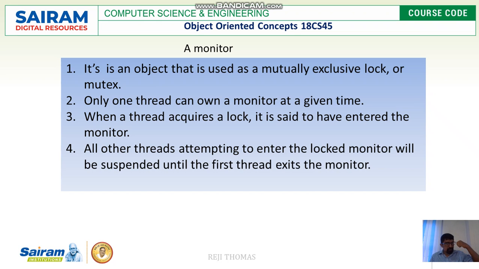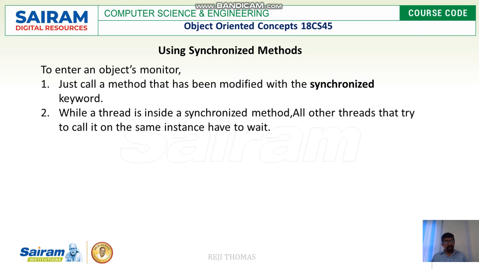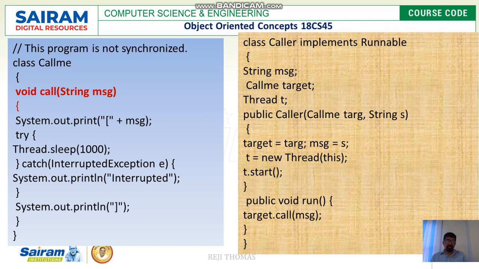Whoever is having control, or the key for the monitor, can go ahead with its process. Rest all threads have to wait for it. Now let us see how we can achieve this. There are two ways by which we can achieve synchronization. One is we can make use of a synchronized method. Please remember, we can make use of a synchronized method.